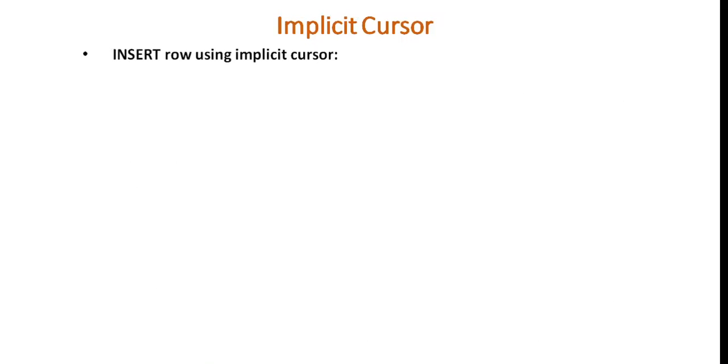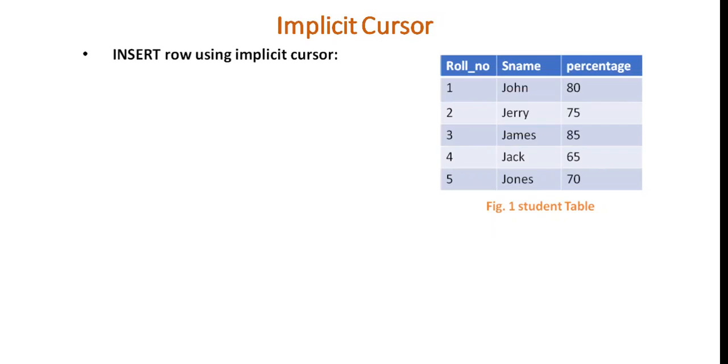Now we'll see examples for implicit cursor. So first we'll see how to insert row into table by using implicit cursor. Implicit cursor is a cursor which gets created automatically when any insert, update or delete statement or any select into statement is executed in PL/SQL block. So suppose one table is there which is a student table which has three attributes: roll number, name and percentage. Now we'll see how this cursor works.